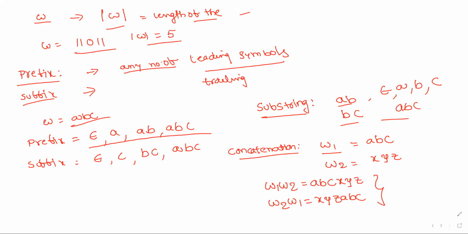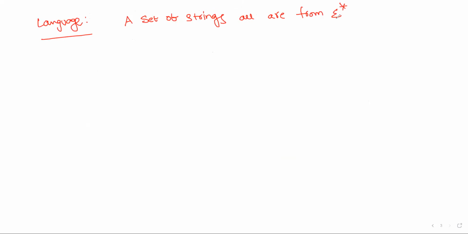Now we are moving into the third important term, that is language. This is also a very, very important notation. What do you mean by language? Simply a set of strings, all from sigma star. We are creating a set of strings, all from sigma star.